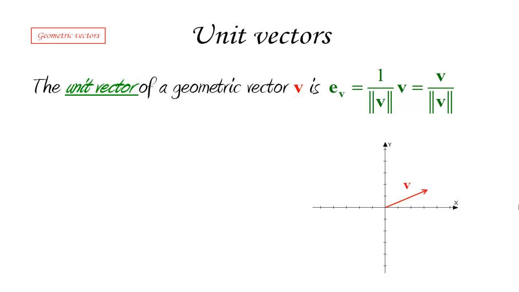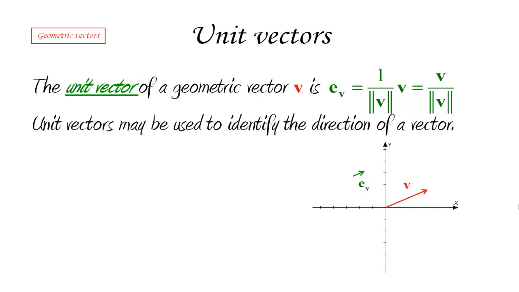So all I'm doing is just shrinking it or making it longer, and I'm going to leave it to you as a little exercise to prove that any vector constructed in this way, as long as the original vector was not 0, in other words, as long as it has a length, is going to be a unit vector. Okay. And we're going to use these unit vectors to identify the direction of a vector.